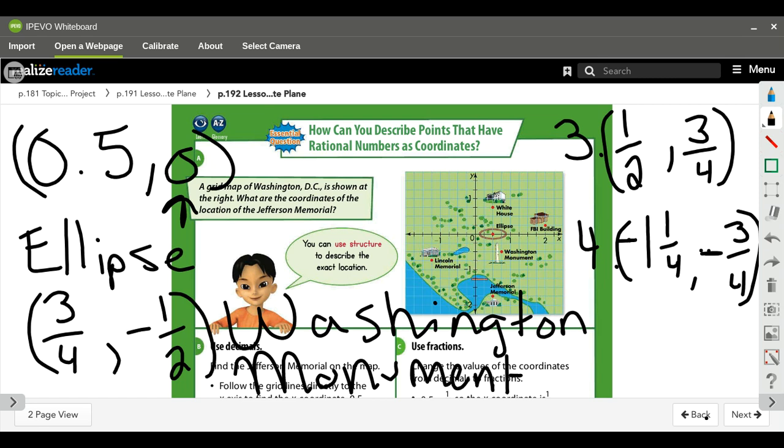So at this point in time, I'm going to have you go ahead and work on your independent practice. With your independent practice, you either need to write your answers as decimals or as fractions, unless the directions indicate otherwise. And then when you finish the front side of your independent practice, you're going to do the math practices and problem solving.